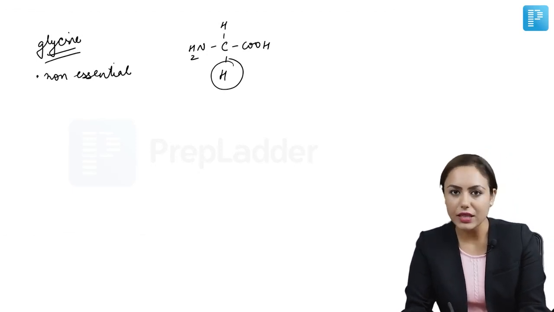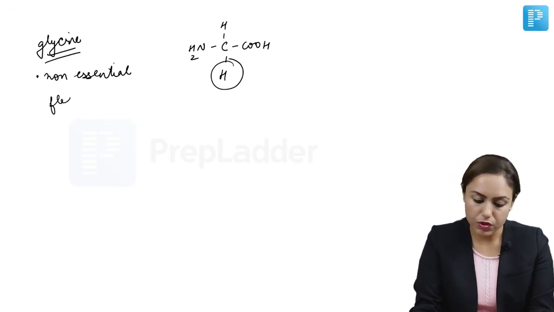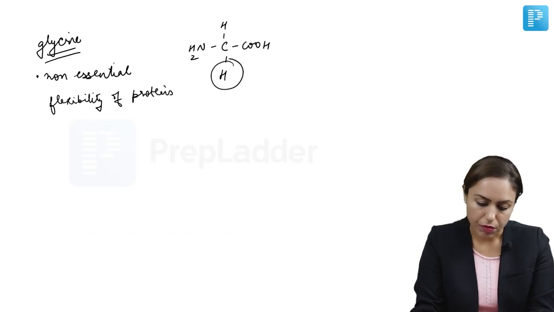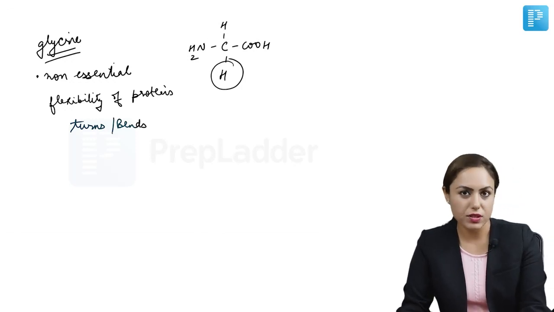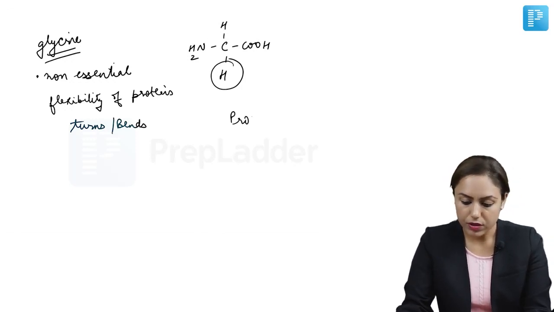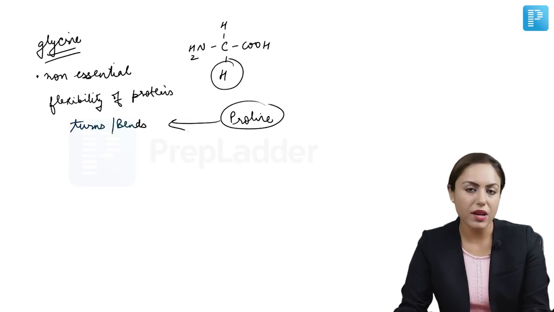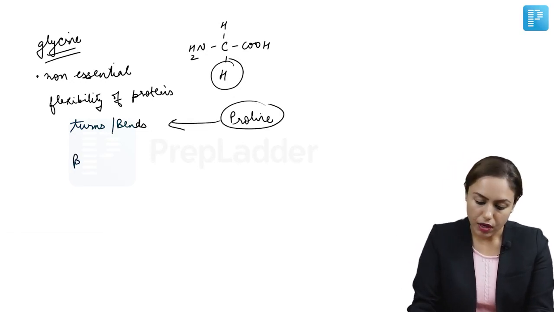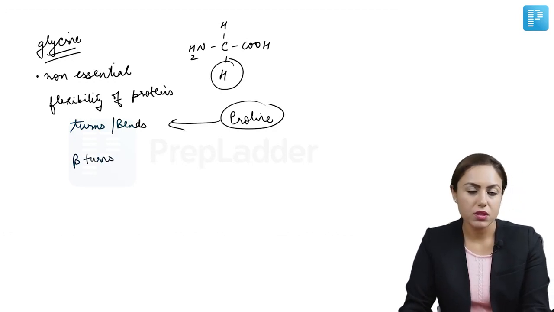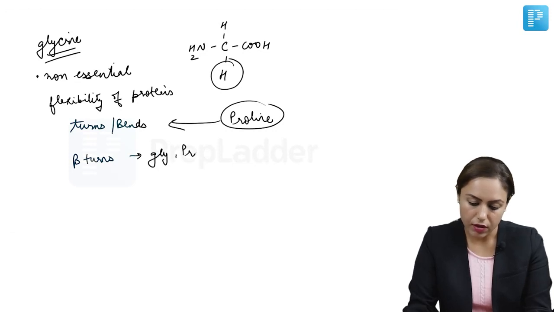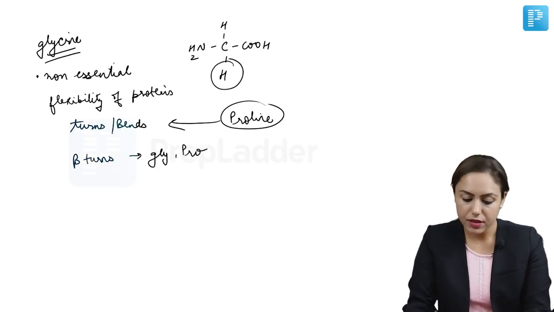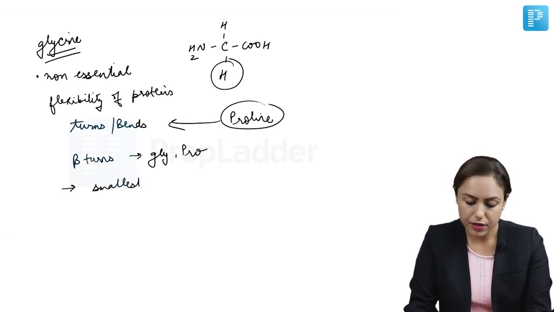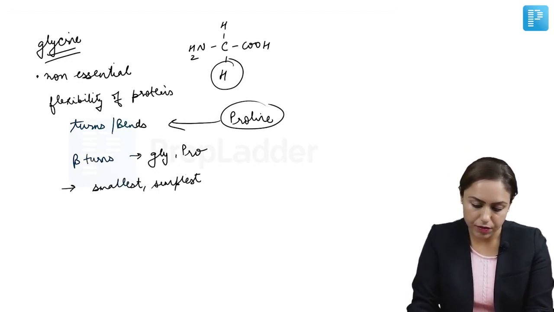We don't require it in diet. Okay. Then glycine is responsible for flexibility of proteins because it creates turns and bends in the structure of proteins, right? One more amino acid is proline, which creates turns and bends. So there are structures called beta turns. In beta turns, which 2 amino acids will be present? Glycine and proline, right? So glycine is the smallest and simplest amino acid.